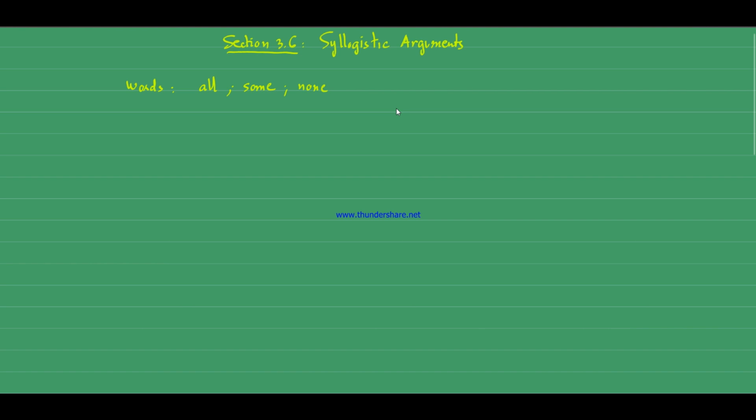And in order to determine if a syllogistic argument is valid, instead of using the truth table, we're going to use a Venn diagram to determine if the syllogistic argument is valid.